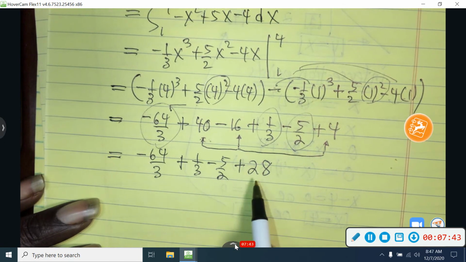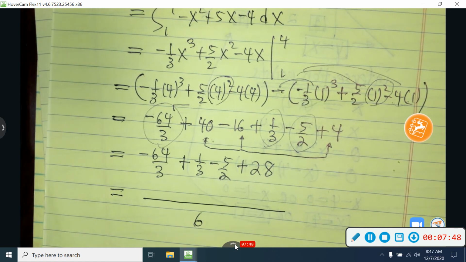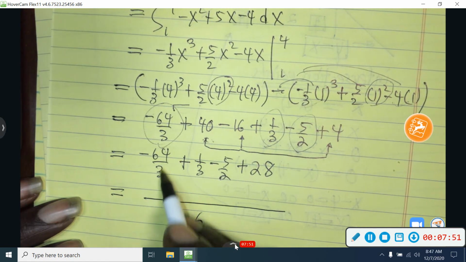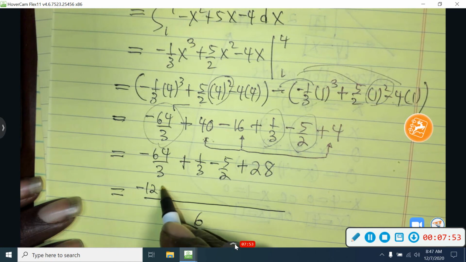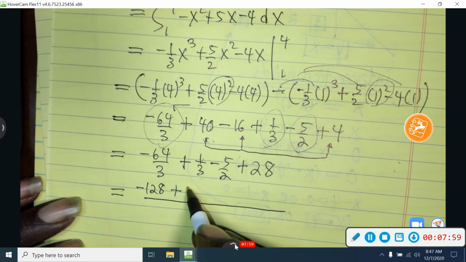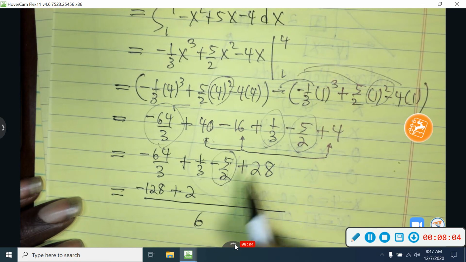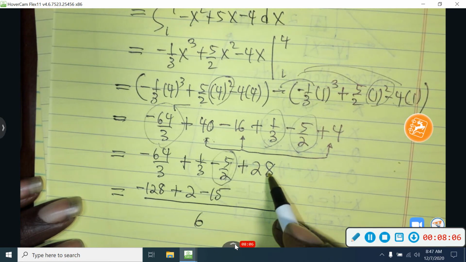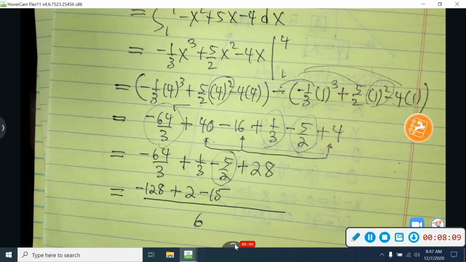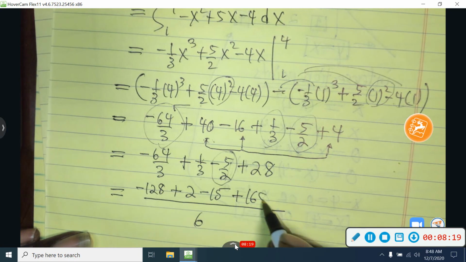Okay, so I'm going to put everybody over 6. To put him over 6, I'd have to multiply him by 2 over 2. That'd be minus 128. To put him over 6, I'd have to multiply by 2 over 2, but then the 2 would hit the 1 and make 2. To put him over 6, I'd have to multiply him by 3 over 3, but then the 3 would hit the 5 and make 15. And to finally put him over 6, I'd have to multiply him by 6 over 6, but the 6 would hit the 28 and make 168.